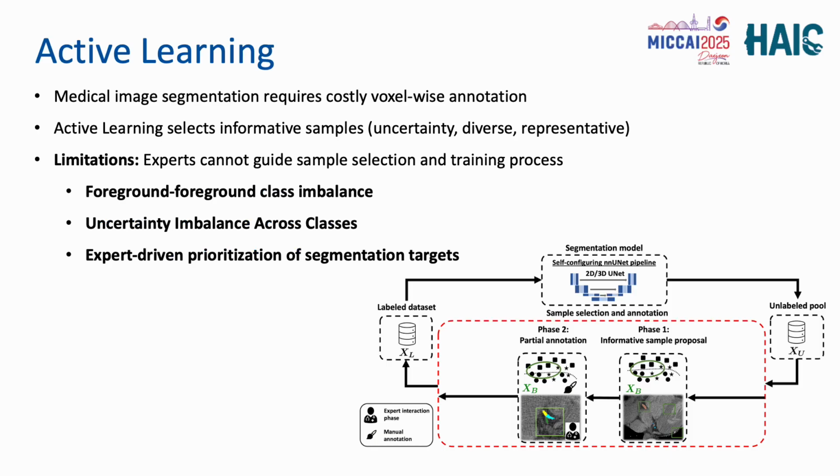But first, let's briefly recap the concept of active learning. Medical image segmentation requires expensive voxel-wise annotation by domain experts. Active learning can reduce this annotation burden by querying only the most informative samples. However, once the sampling strategy is fixed, experts cannot steer the process towards clinically meaningful targets. Standard active learning may also fail under strong class imbalance, unequal uncertainty across classes, or when expert-driven prioritization is required.